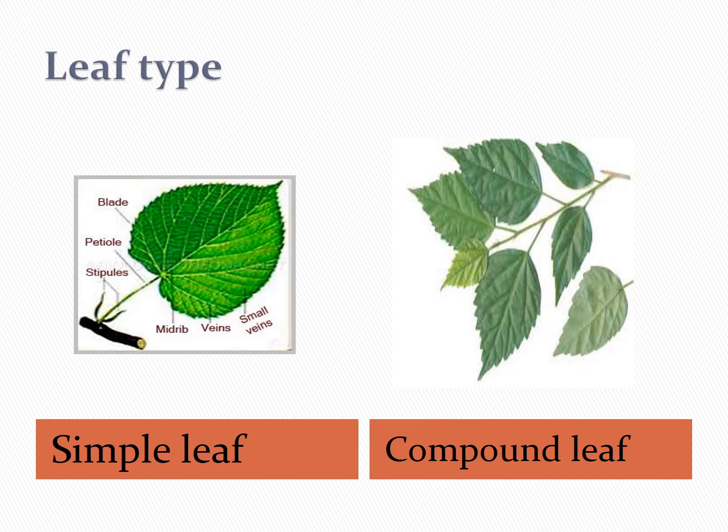Look at this picture carefully. These are two types of plants. The first one is a simple leaf, the second one is a compound leaf. Do you understand the difference between them? Here there is a single leaf only, but here there are many leaflets joined together. These are compound leaves. First of all, simple leaf: a leaf is said to be simple when the petiole bears a single lamina. The lamina may be entire. Mango is a best example of a simple leaf.